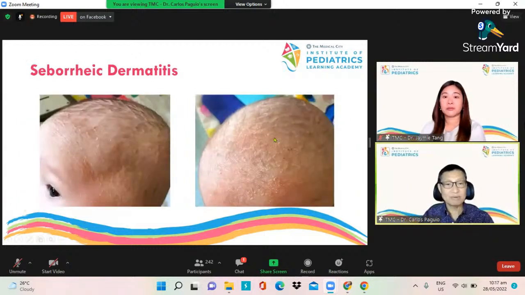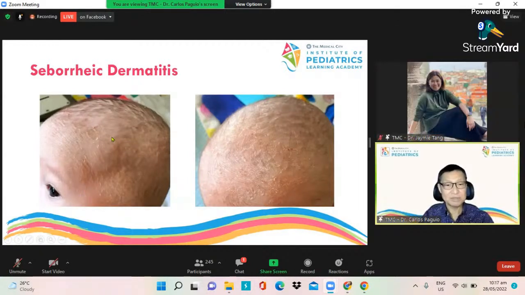Ngayon po, meron siyang kahawig na gusto ko rin pakita sa inyo. This is called seborrheic dermatitis. Ito naman, madalas nakikita sa eyebrows, dito sa scalp, nangangapal yung scalp, di ba? Cradle cap na ang tinatawag. You can see there's also a lot of dry skin. Meron rin po yan sa cheeks. Mas madalas po, makikita niyan, meron din siya sa leeg, sa singit, which you really do not see in atopic dermatitis.